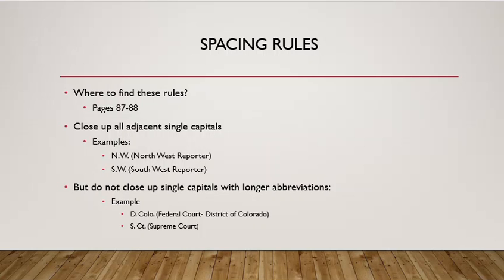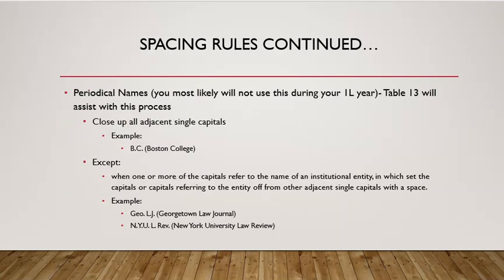For example, Northwest Reporter is N period W period. There's no spaces there. Southwest Reporter, S period W period. No spaces there either. But do not close up single capitals with longer abbreviations. For example, the District of Colorado here in federal court is D period space Colo period. Similarly, Supreme Court is S period space Ct period.